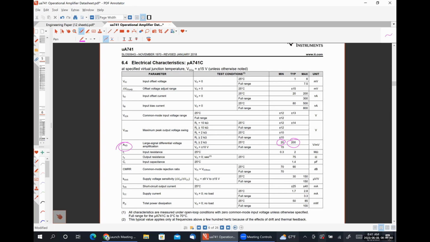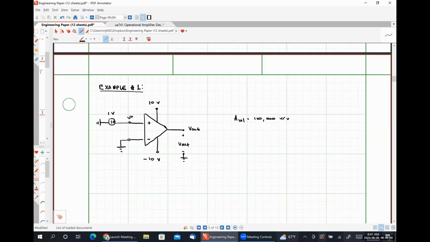meaning that you can get devices whose voltage gain is only 20,000. And since the typical or average value is 200,000 volts per volt, it stands to reason that sometimes you will get amplifiers whose voltage gain is greater than 200,000 volts per volt, right? So this 100,000 volts per volt that we're using in this particular example problem is a fairly reasonable value for an open loop voltage gain for an op amp.